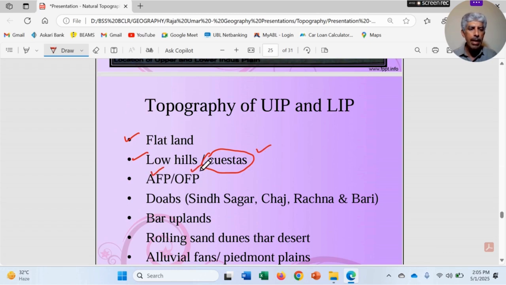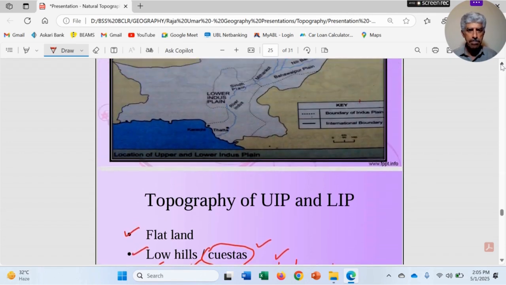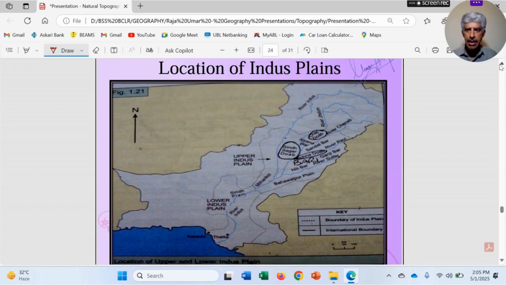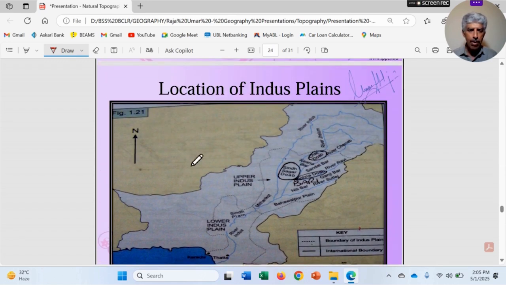Then active flood plain and old flood plain. Bait or khadar. In the local languages, they are known as Bait or khadar. Bait means active flood plain, and khadar means old flood plain. So when we discuss the Doabs, then there will come the factor.